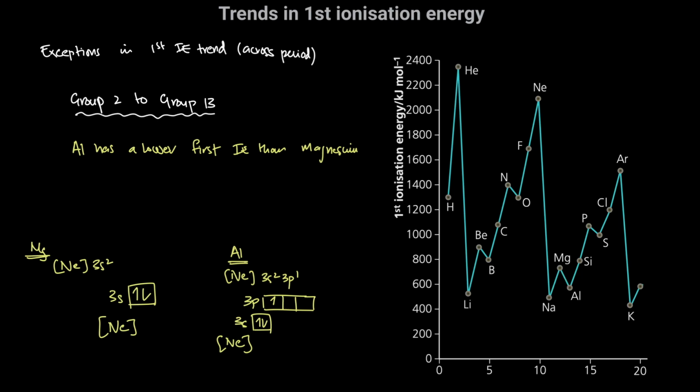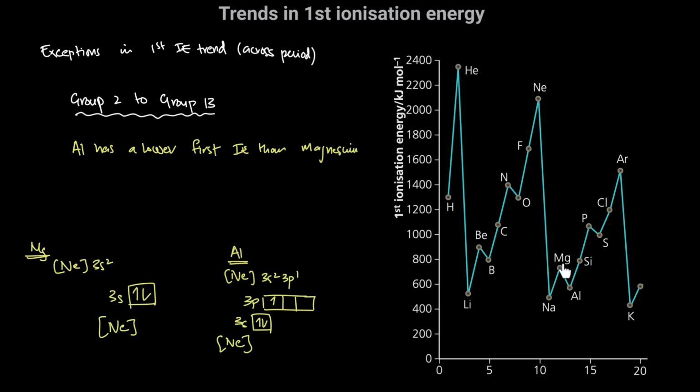So the idea here is that we know that as we go across the period, the nuclear charge is increasing, right? Which means that outer electrons are becoming more difficult to remove. The first ionization energy is increasing because the nuclear charge is increasing. The number of shells is the same. But what we see is that from magnesium to aluminum, even though the nuclear charge is increasing, this additional shielding actually outweighs that increase in nuclear charge.